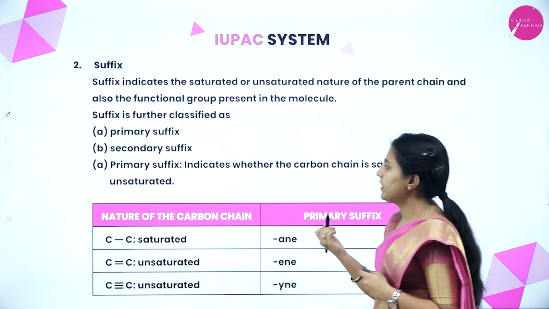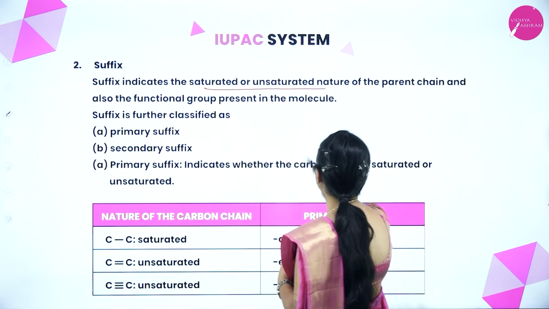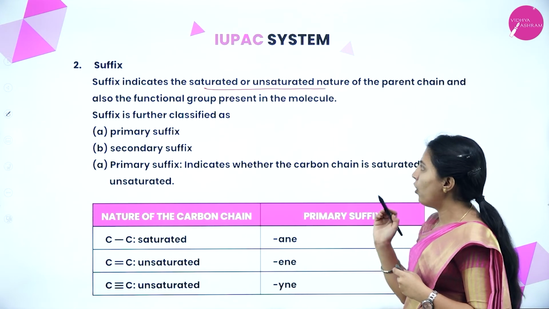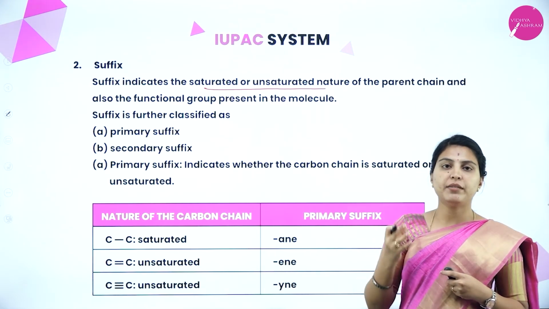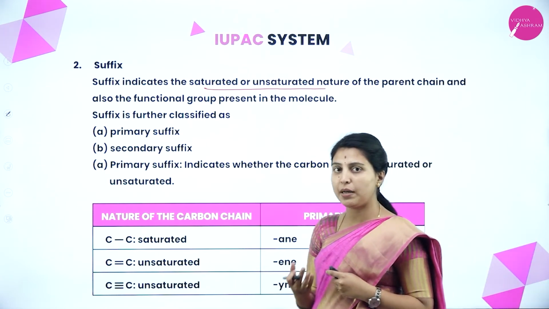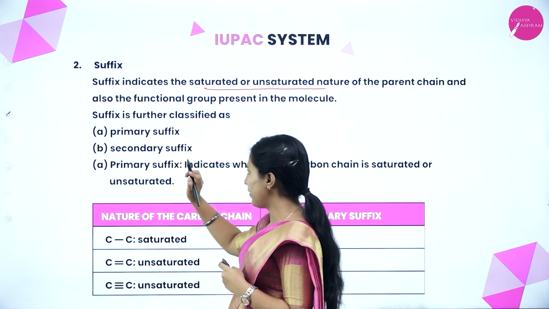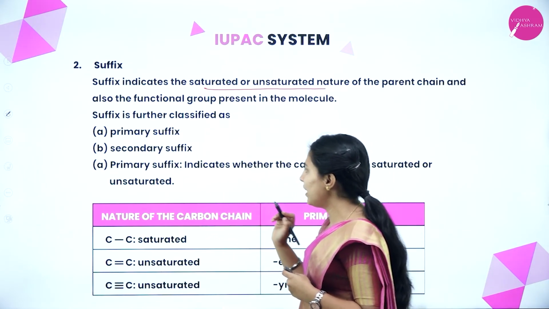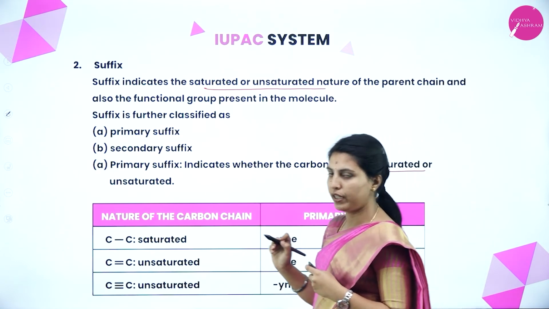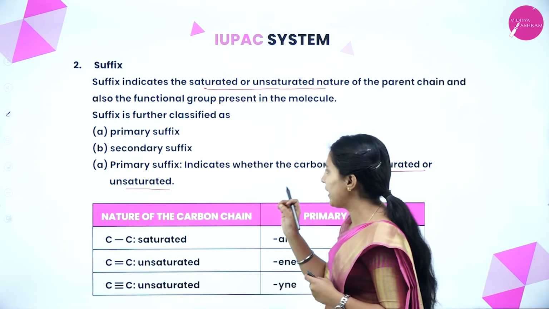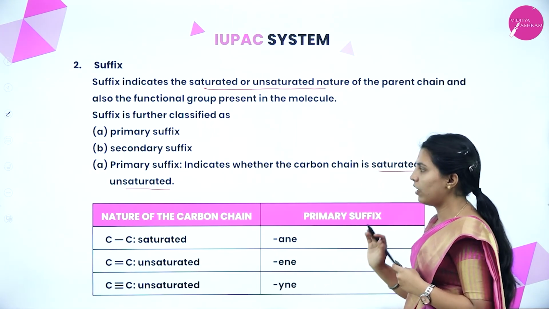Okay. Next is suffix. Suffix indicates the saturated or unsaturated nature of the parent chain, also the functional group present in the molecule. Saturated means single bond, unsaturated means double or triple bond. Suffix is classified as primary suffix and secondary suffix. In that, primary suffix indicates whether the carbon chain is saturated or unsaturated. Primary suffix will indicate whether the overall organic compound is saturated or unsaturated.